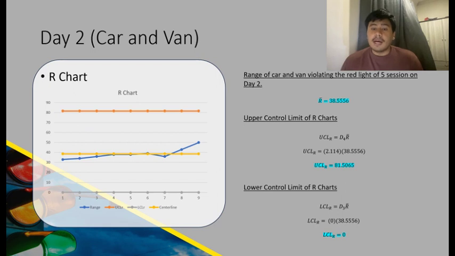Moreover, for the R chart, we take day 2 for the car and van, which also consists of 5 sessions, session 1, 2, 3, 4 and 5. The range of car and van violating the red light over 5 sessions on day 2 is 38.556. Meanwhile, the upper control limit of the R chart, UCLR, is 81.5065. The LCL is 0. This is the R chart we computed in Excel and created with the line.